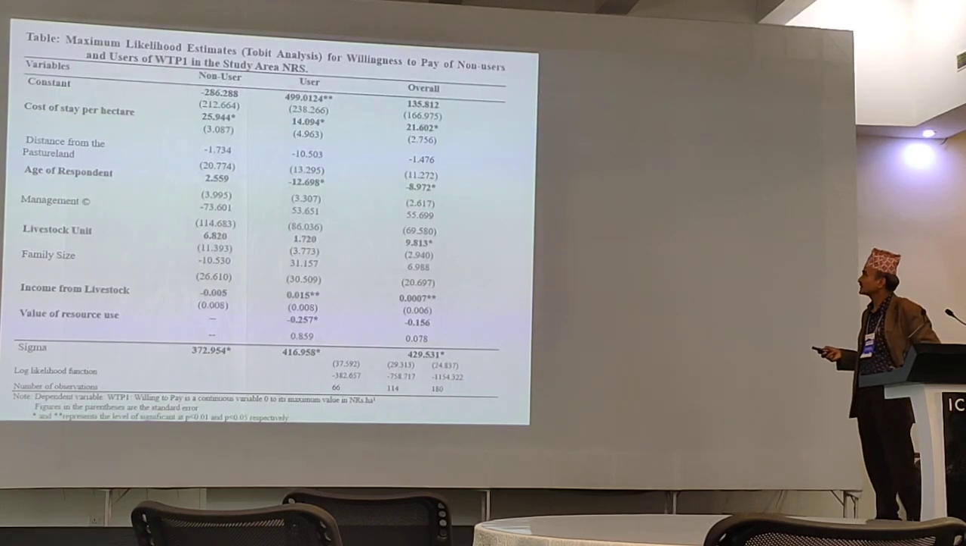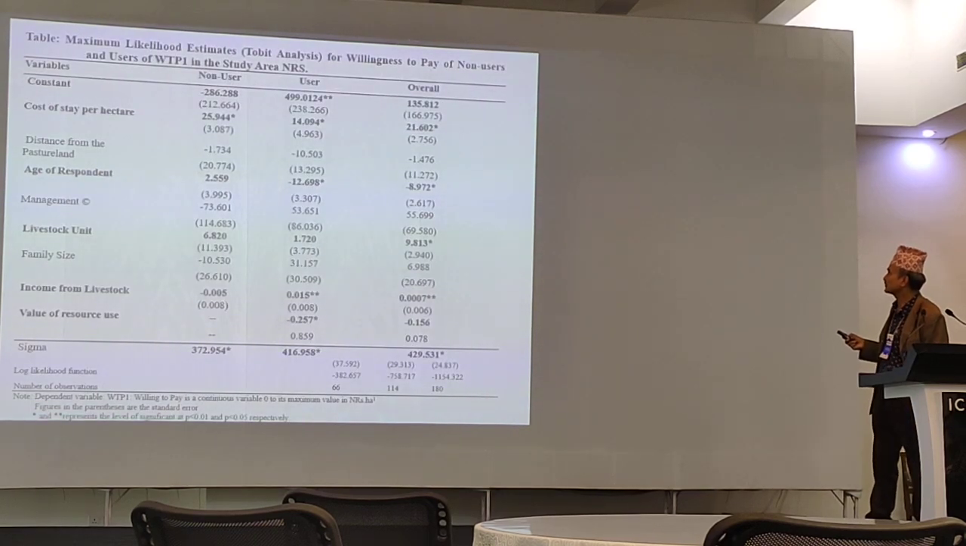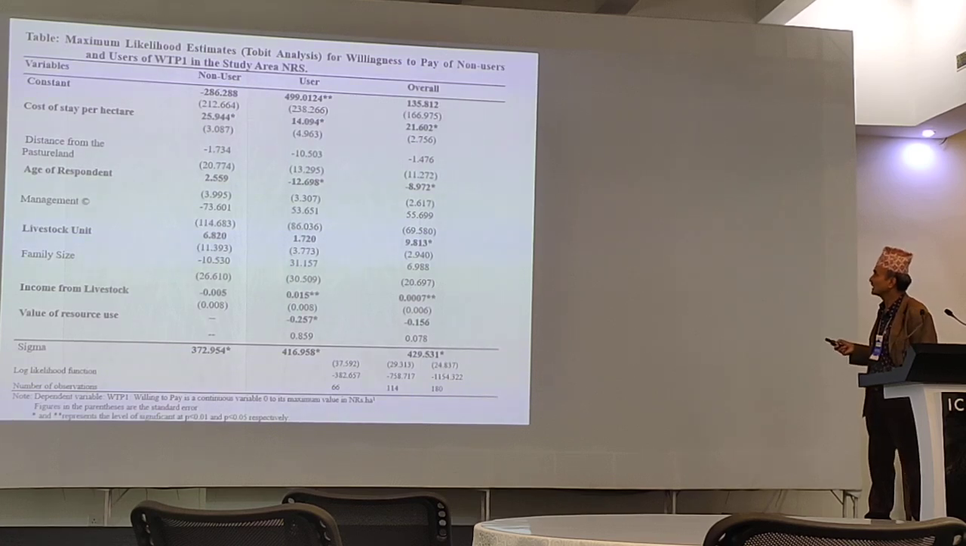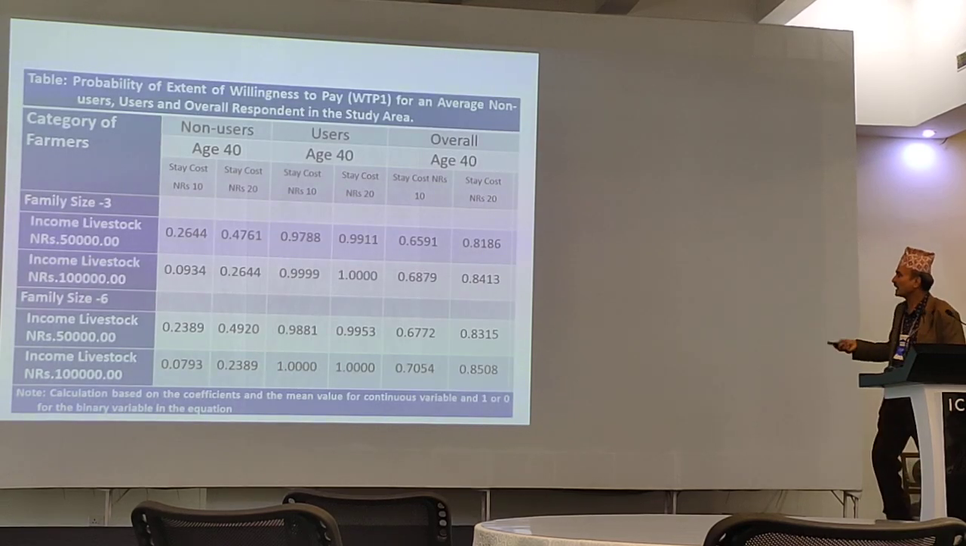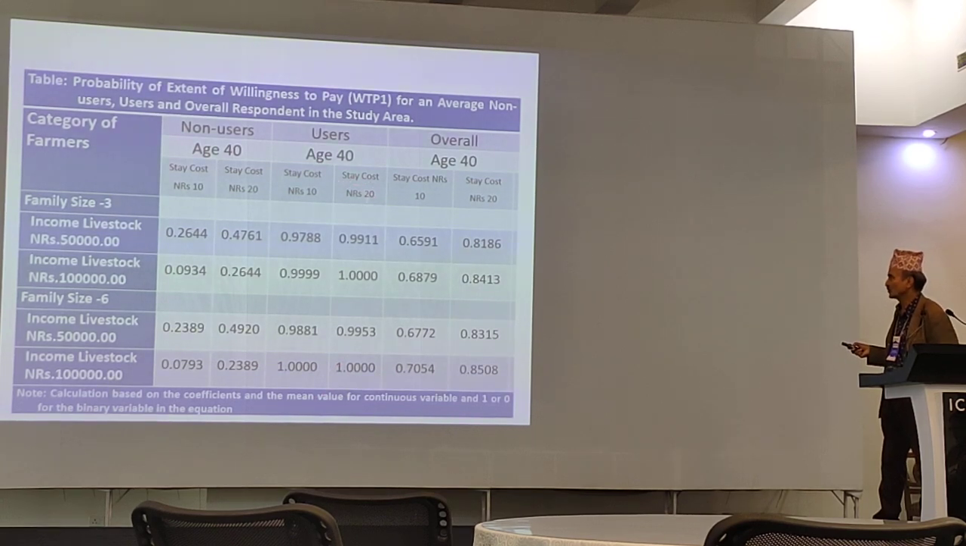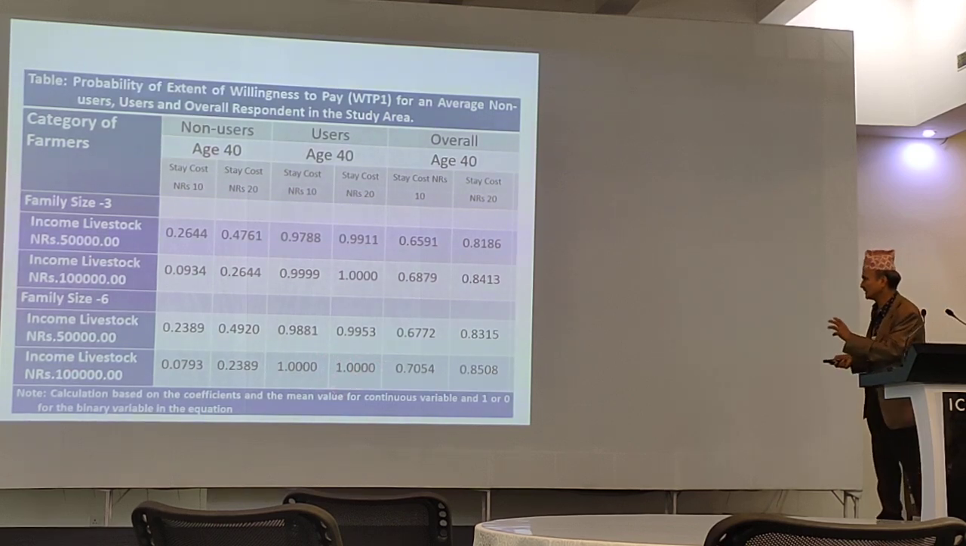Similarly, the COVID analysis was done for willingness to pay for users and non-users, in WTP1. Most of them show similarities. Again, I use the probability, how they see more probability for the factors, cost of living and then income from livestock. They are willing to pay higher. Their probability to pay is higher in this case.